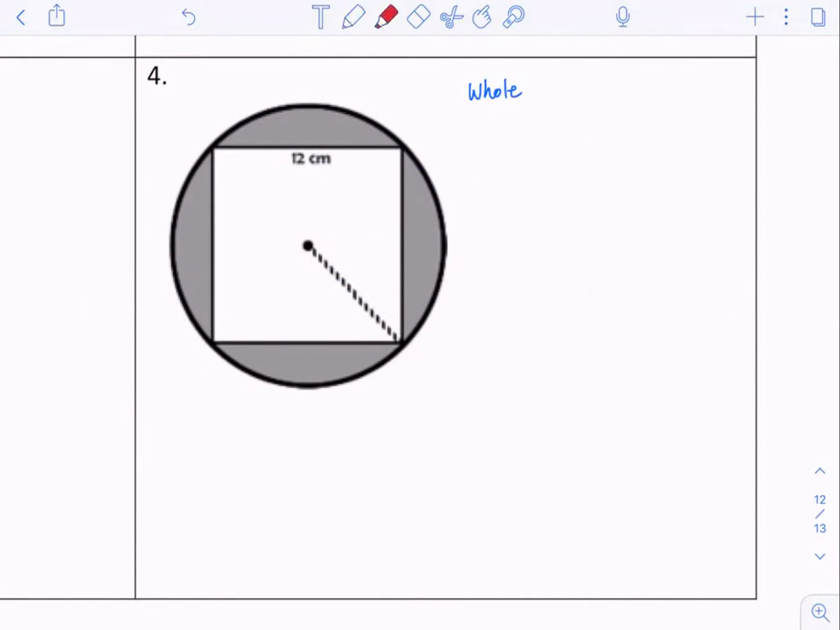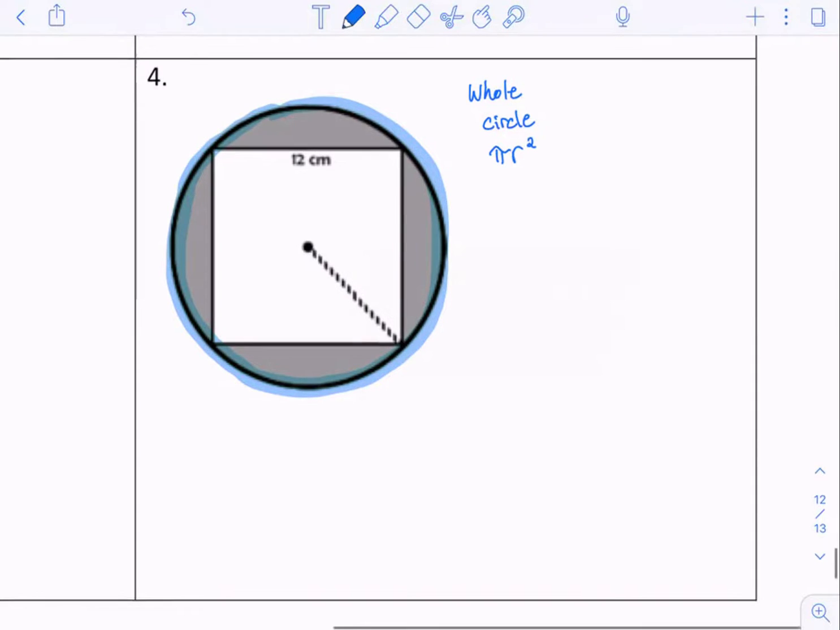The whole shape, if I focus on what the whole thing is, it's a circle. So we need pi r squared. Now if you look at this, the radius is right here, but it's not given to us. So we have to determine the radius. We only know that this is 12, that these are all 12. So I'll label that. We'll need that maybe for later.